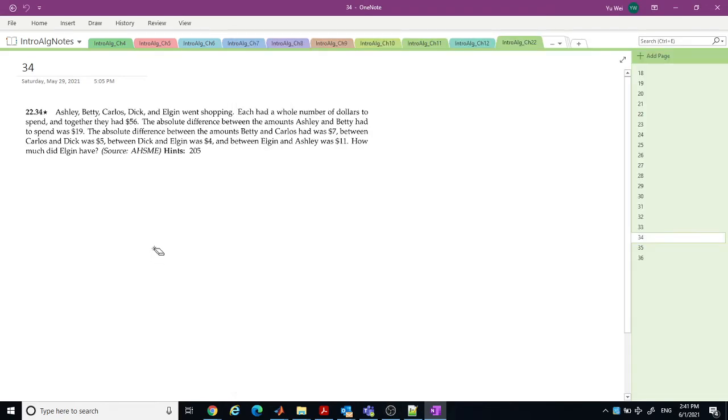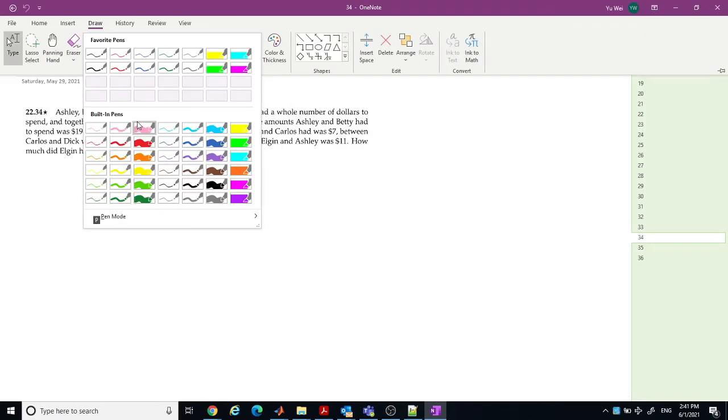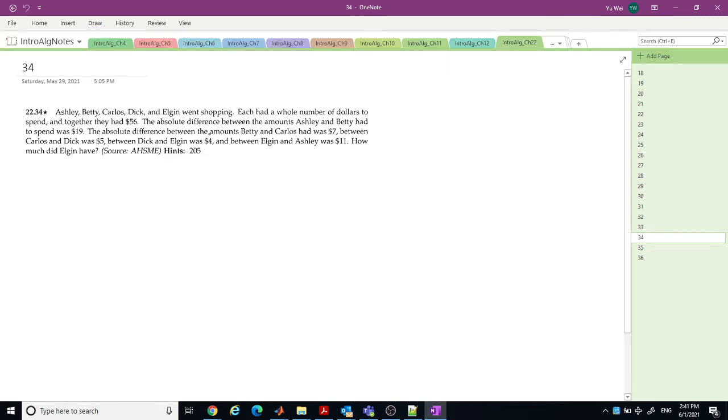Okay, so let's move on to the final section of the challenge problem for chapter 22. The problem is: A, B, C, D, E went shopping. We have the five people, A, B, C, D, E, and each of them has a positive integer number of dollars to spend, and together they have 56.